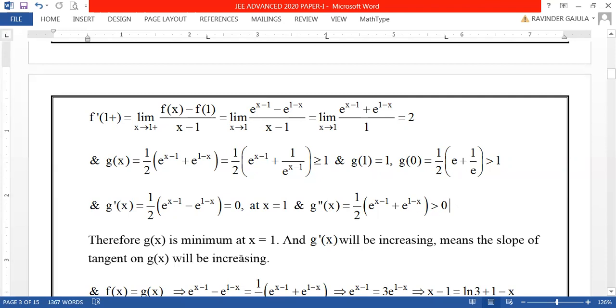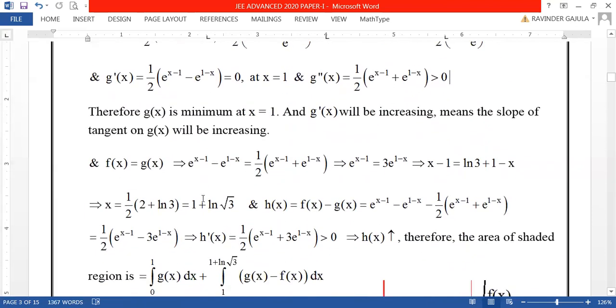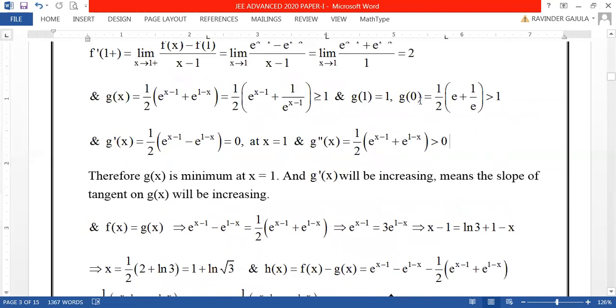Anyway, from this point of observation, one thing we got: g of x is minimum at x equal to 1, g of 0 is more than 1, and g of x is increasing from 1 onwards. In between 0 and 1, it will be decreasing because at 0 it is more than 1 and g of 1 is 1, means from more than 1 to 1 it will be decreasing. Right. Now you have some idea. Therefore, g of x is minimum at x equal to 1 and you can say other points of g of x.